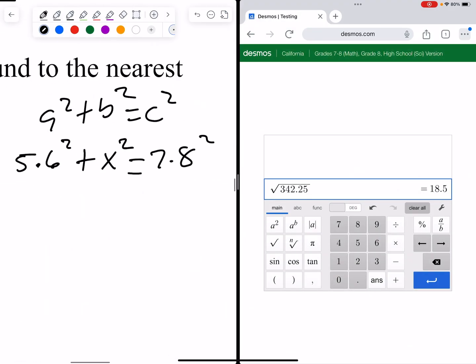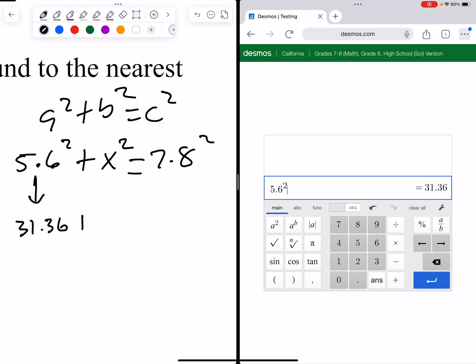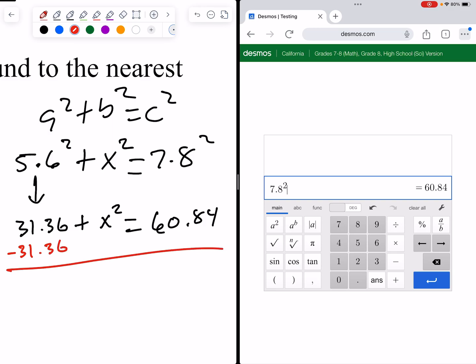Let's see, clear that. 5.6 squared is 31.36 plus x squared equals 7.8 squared, which is 60.84. So how do I get the x by itself? Well, first I have to get rid of the 31.36, so I'm going to subtract 31.36. If I do it to one side, I'll do it to the other. So now that gives me 0. So I'm left with the x squared by itself.